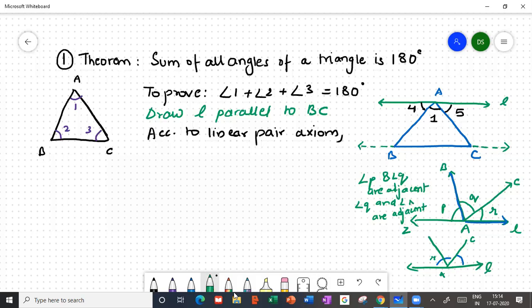So even now the linear pair axiom holds good, because these three are adjacent and these three lie on the same line, correct? And there are two rays dividing this line, so all three angles sum to 180. So I'm going to say, according to linear pair axiom, angle 4 plus angle 1 plus angle 5 is equal to 180, correct? This is our first statement.